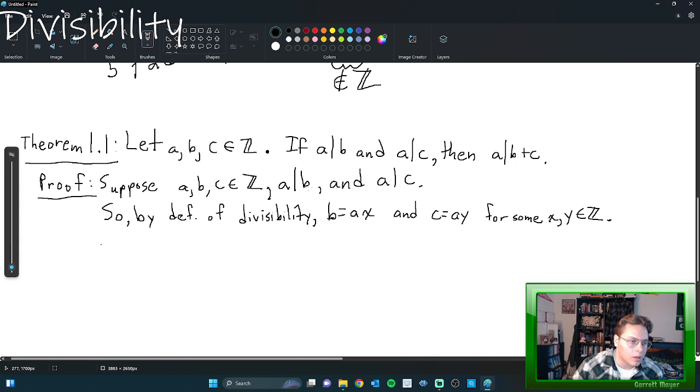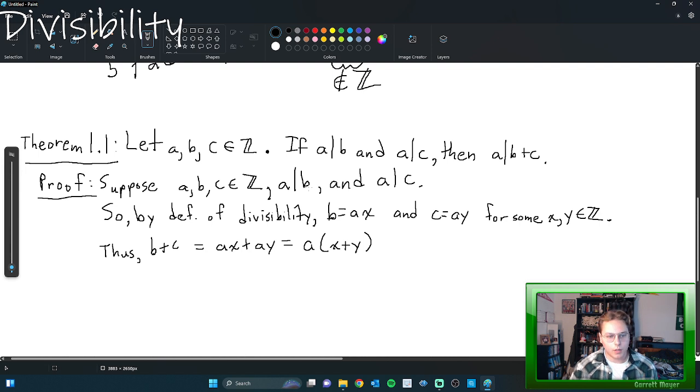Well, since what we're interested in here is whether A divides B plus C, let's just see what B plus C equals. Thus, B plus C equals AX plus AY, which means by the distributive property, we can factor out this A and just have X plus Y. And since the set of integers is closed under addition, that basically means if you add two integers, the resulting sum is also an integer. So X plus Y is an integer.